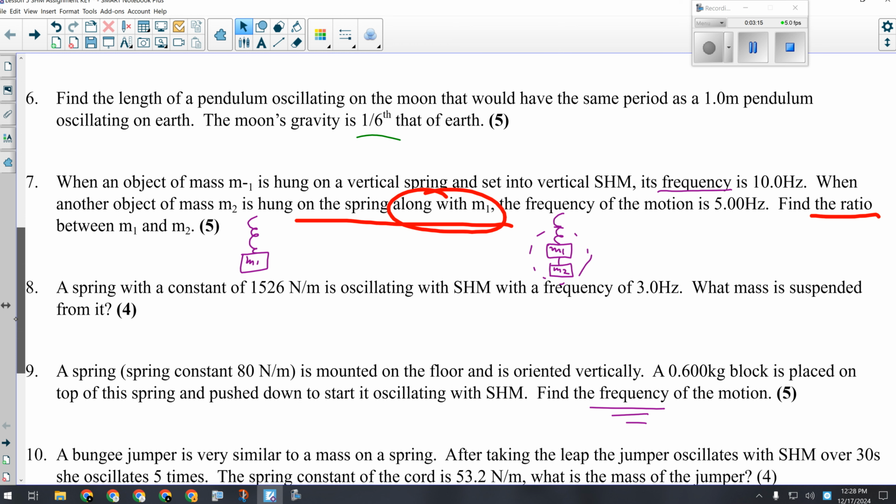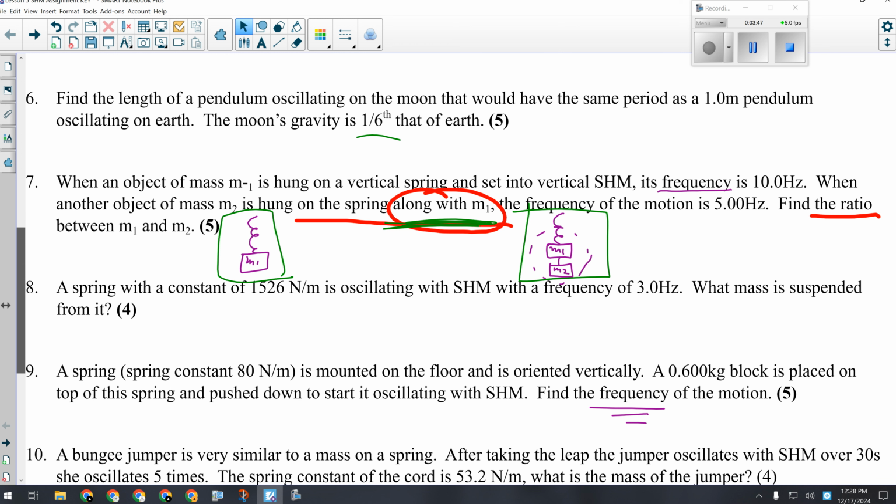When another object of mass 2 is hung on the spring along with mass 1, so situation 1, only mass 1 is on the spring. Situation 2, both are on the spring. It's crucial that you understand that both masses are on the spring in situation 2. The frequency is only 5 hertz. Find the ratio between mass 1 and mass 2.